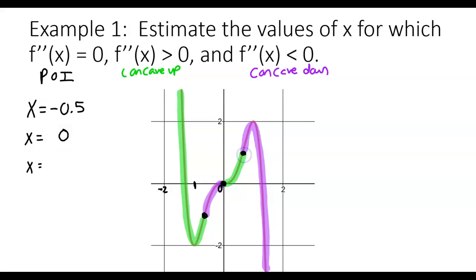And how about this one? Well, once again, I'd say 1 is here. This dot's a little bit more to the left of the center. So once again, I'd say positive 0.5. So those would be my points of inflection.